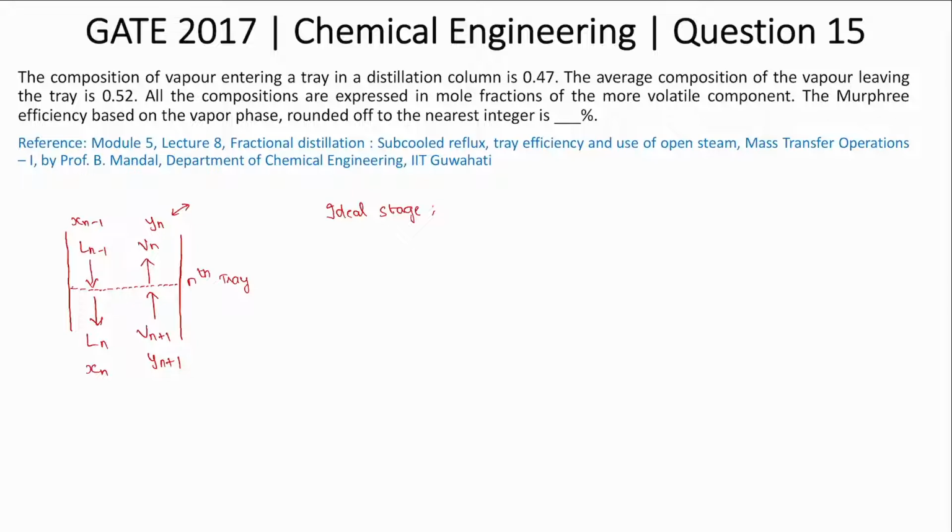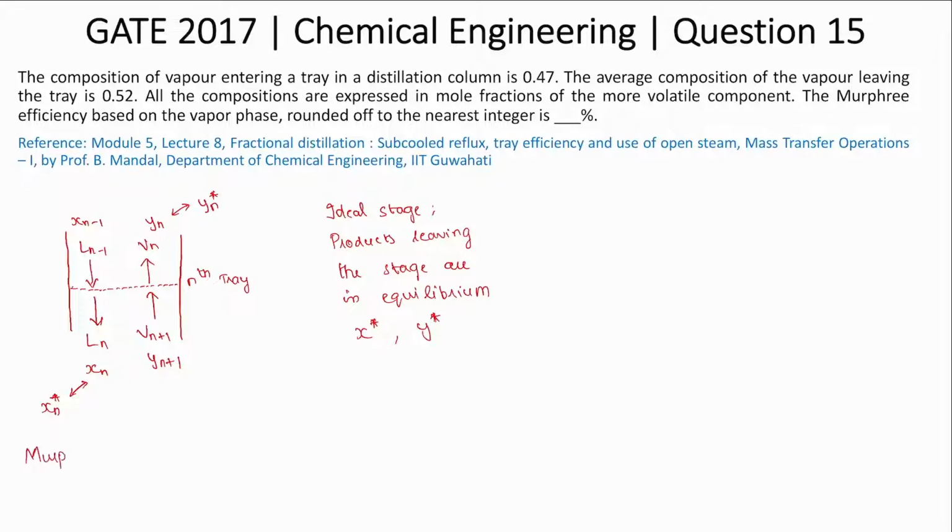Now, let's consider what is called an ideal stage or an ideal tray. In an ideal tray, the products leaving the tray will be in equilibrium. So in ideal stages, the compositions will be represented by X star and Y star. So Yn will be Yn star and Xn will be Xn star for ideal stages.